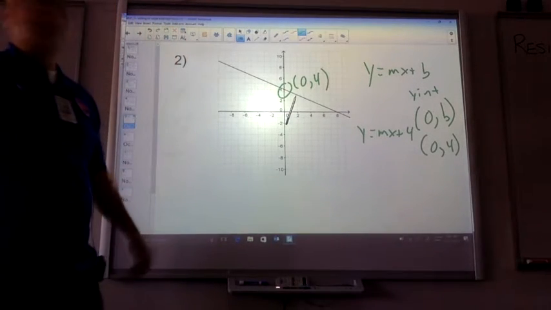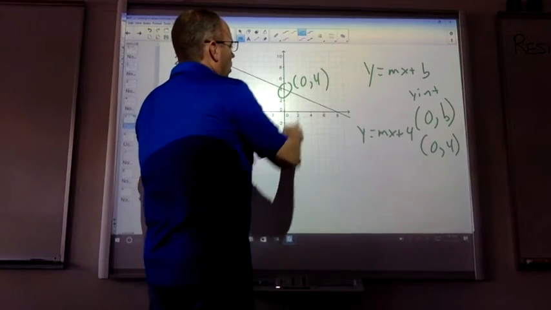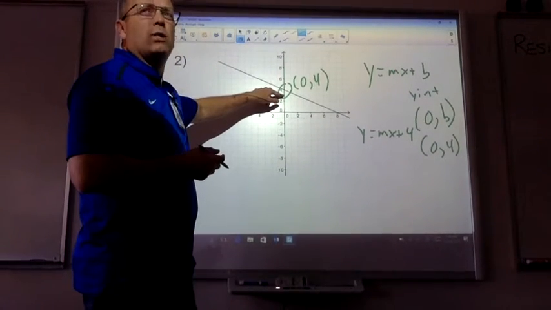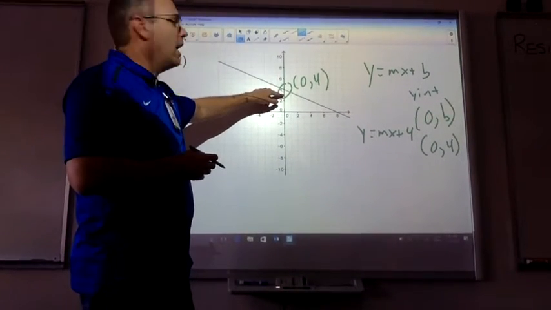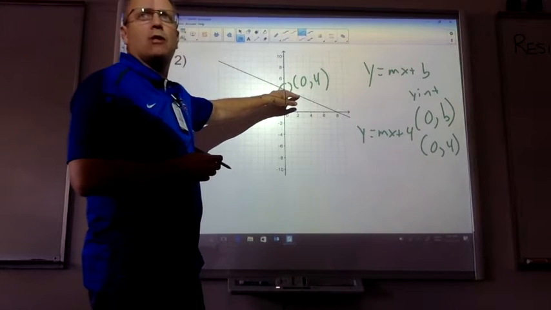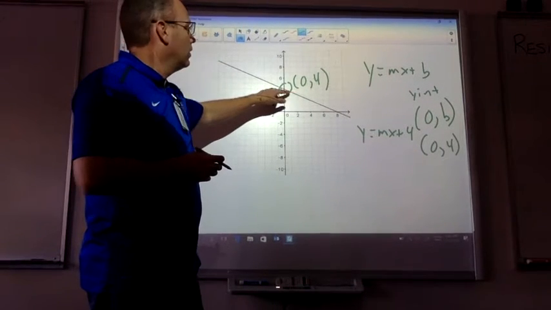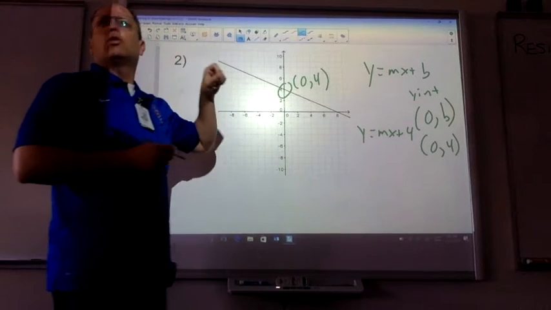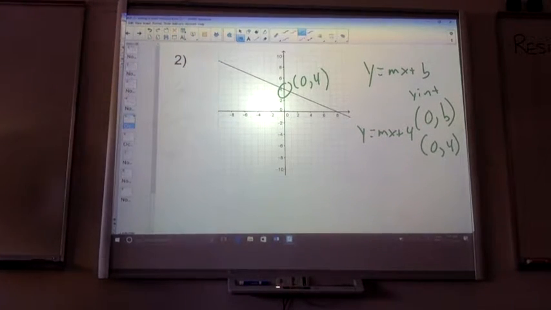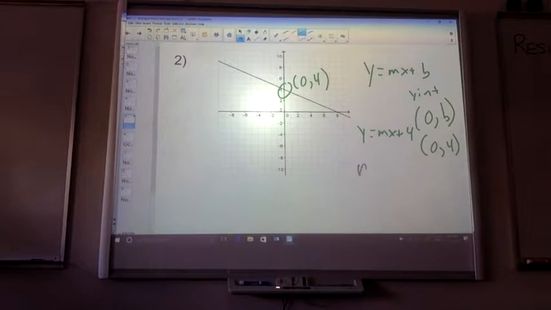2, comma 3. Good. Okay. So I'm going to go down 1. If I go down, is that positive or negative? Negative. And I'm going to go right 2. Is that positive or negative? Positive. So down 1, right 2. So what's my slope if I went down 1, right 2? Negative 1/2. Negative 1 over 2.